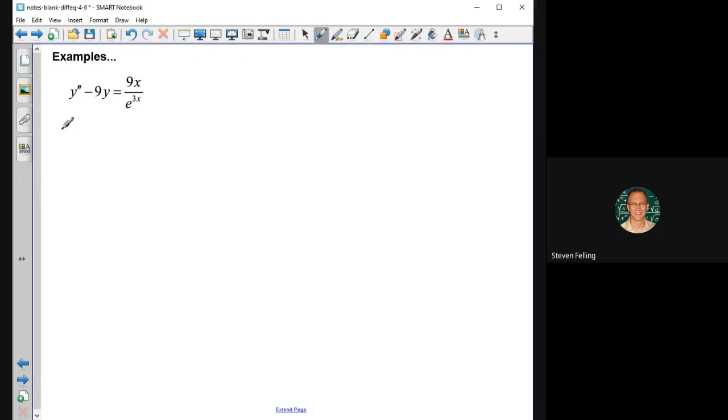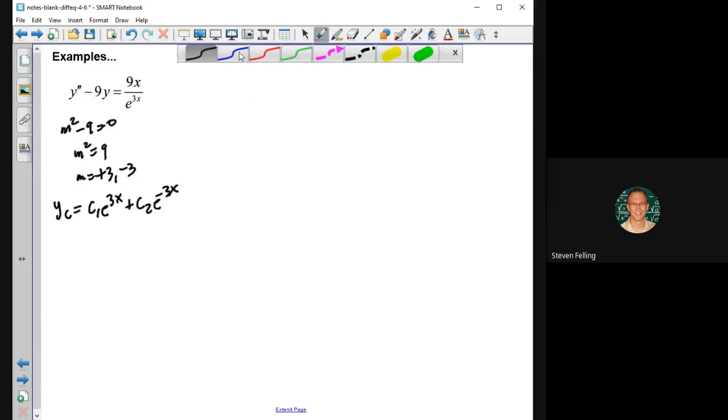So that's going to be m squared minus 9 equals 0. This is going to be m squared equals 9, so m equals plus 3 or minus 3. These are real solutions, which means I'm going to get that the yc solution is a constant times e to the 3x plus a different constant times e to the negative 3x. Okay, and that means that our postulated solution for yp is going to be an unknown function u1 times e to the 3x plus a different unknown function u2 times e to the negative 3x.